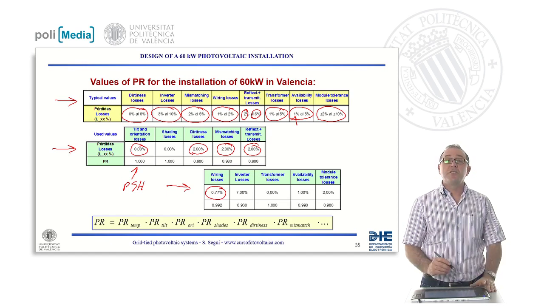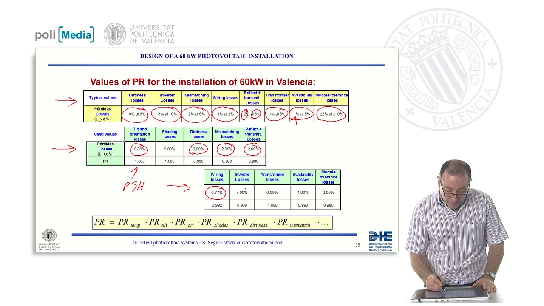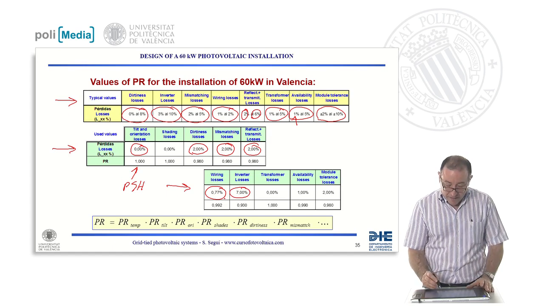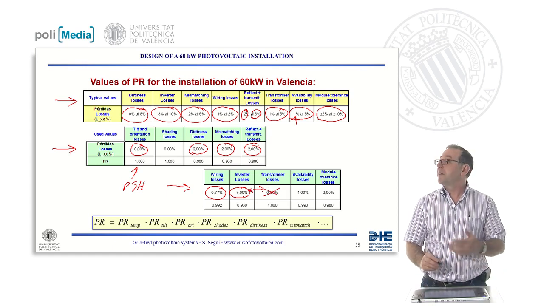The inverter losses, using the European efficiency of the inverter, are 7%. So the inverter is going to have an efficiency of 93%. The transformer losses are nil because they are included in the losses of the inverter.